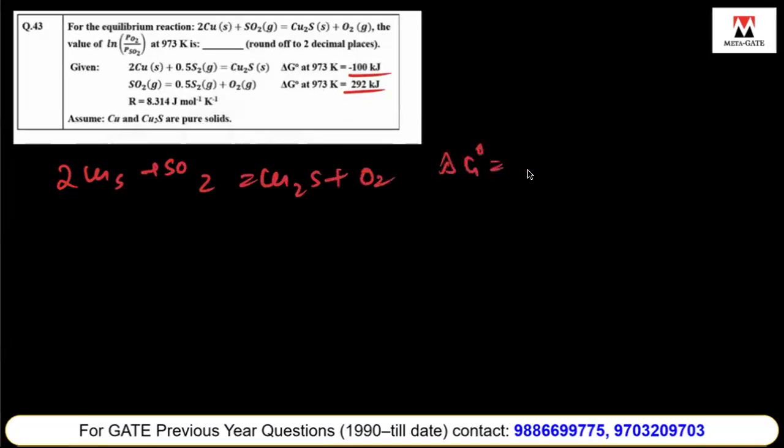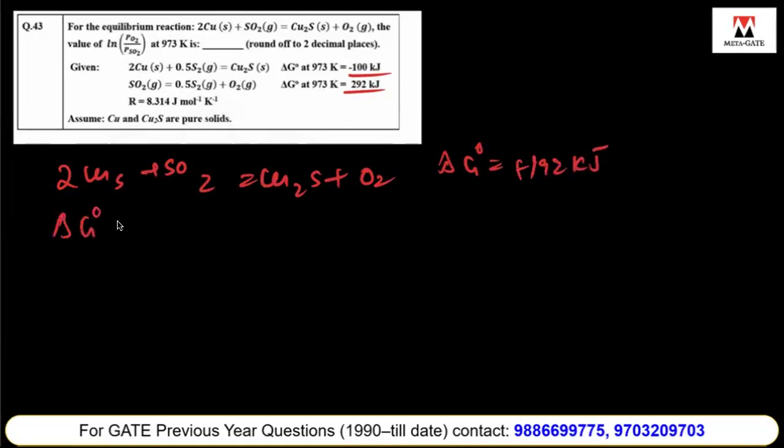SO2 is equal to 0.5 S2 plus oxygen. Delta G naught at 973 Kelvin is 292 kilojoule per mole and R is 8.314. So the delta G values are given as minus 100 and 292. So if you combine these both, 2 Cu plus SO2 is equal to Cu2S plus O2. Delta G naught is equal to plus 192 kilojoules.